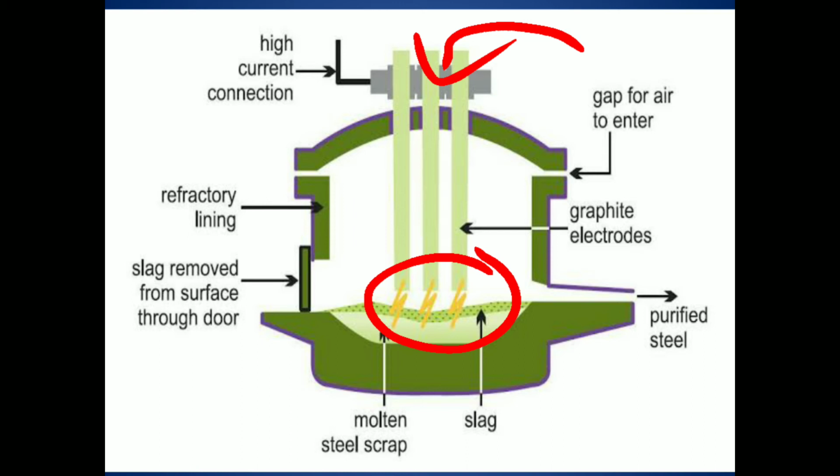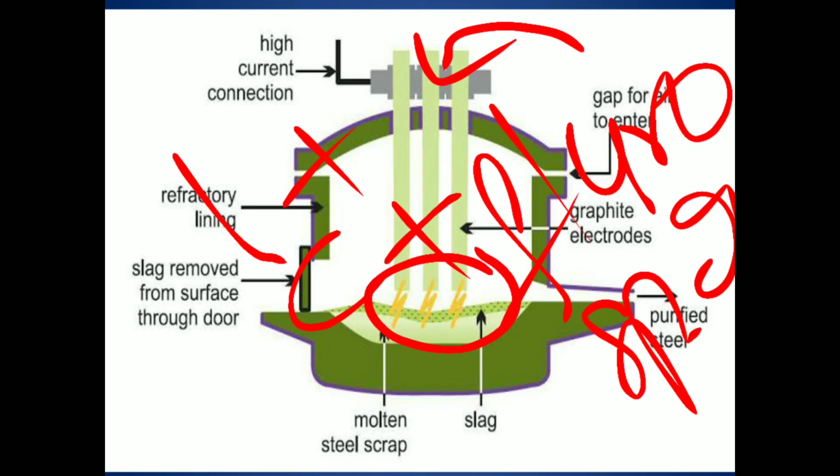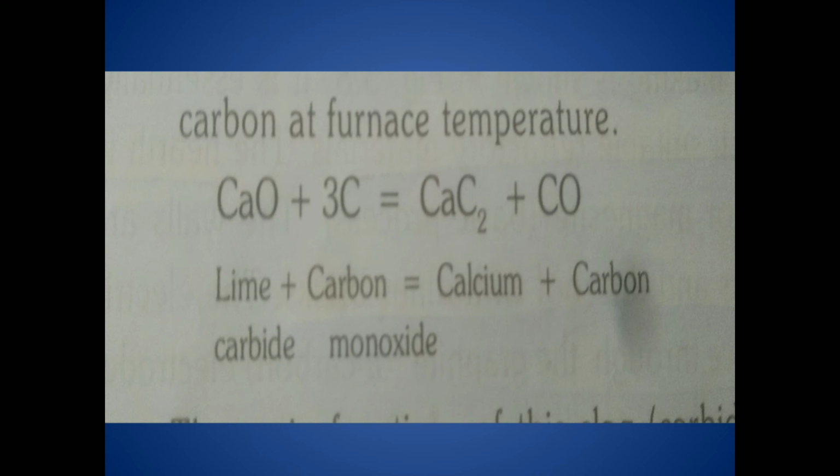For that we add lime plus coke dust plus fluorospar. What is the use of fluorospar? It controls the fluidity of the slag. That is the use of fluorospar. After that, when the reaction takes place, this is the reaction. It forms calcium as well as carbon.